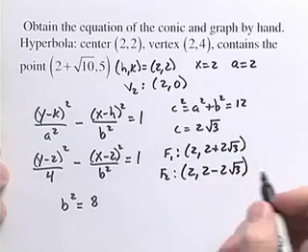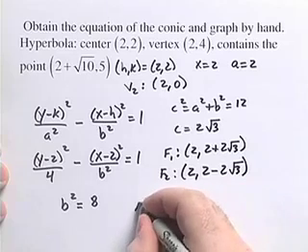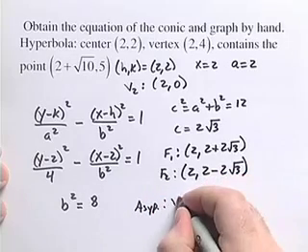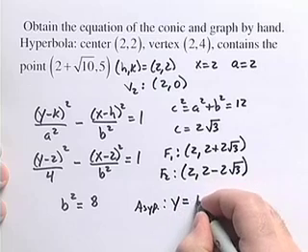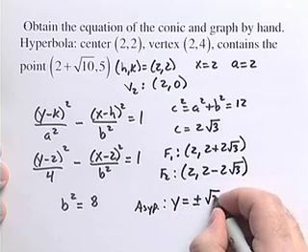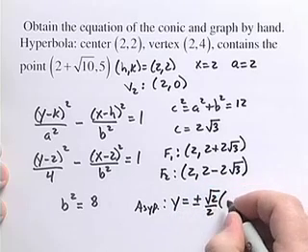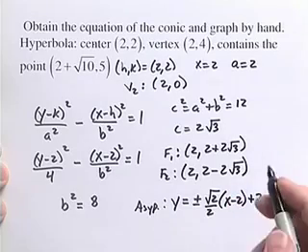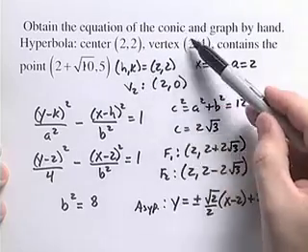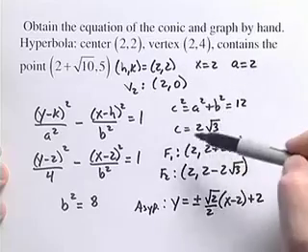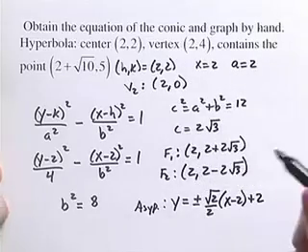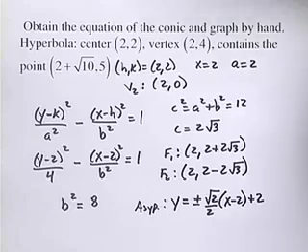The asymptotes are going to be given by the equations y equals plus or minus the square root of 2 over 2 times (x − 2), and then plus 2. So we have our center, we have our 2 vertices, we have our 2 foci, and we have our asymptotes. Using all this information, we can go ahead and sketch a graph.